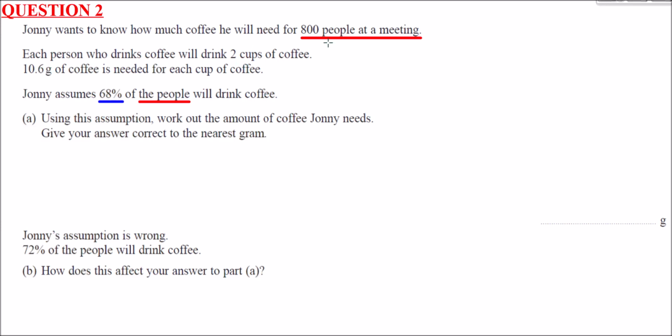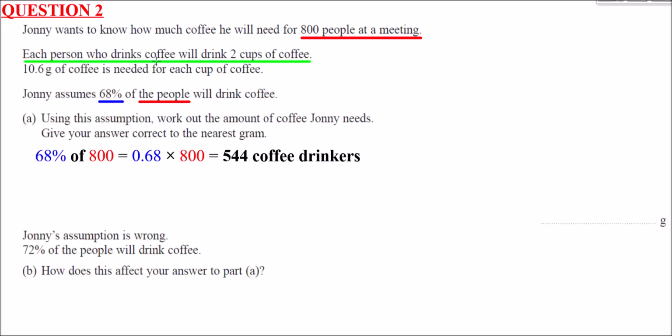So not all the people will be drinking the coffee, it's just 68% of 800. So that means 68% of 800 is 0.68 times 800. We've got 544 coffee drinkers to consider. Each person who drinks coffee will drink 2 cups of coffee. So then I'm thinking we could work out how many cups this is. 544 times by 2, because it's 2 cups each, we need 1088 cups, 1088 cups.